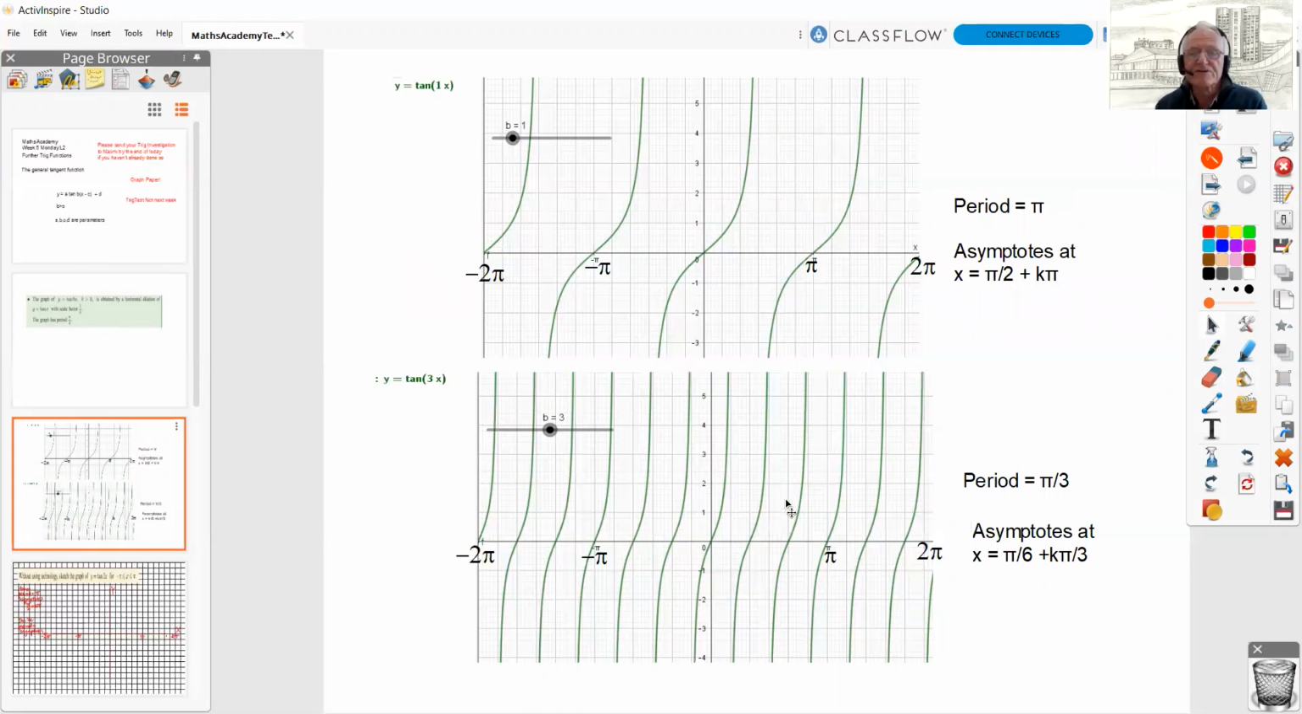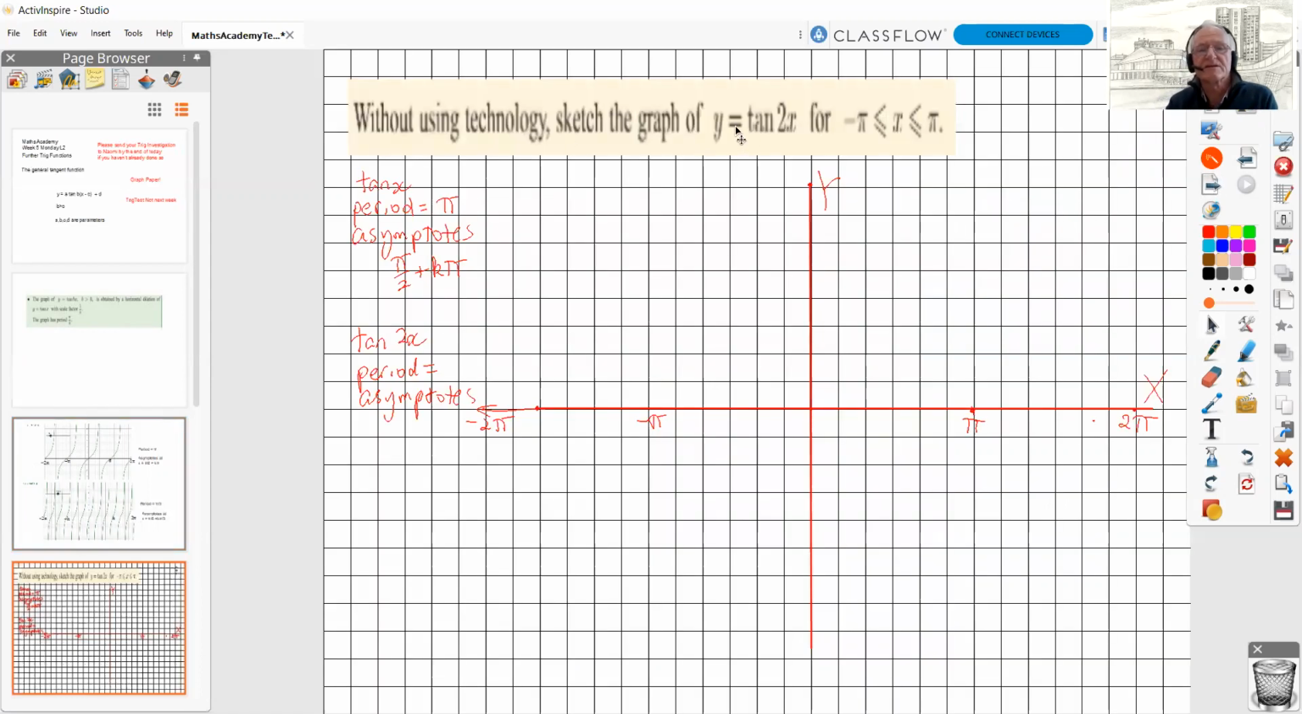So they're the ideas that we use to sketch a graph that we might want, like this one, the example from your textbook. We want to sketch y equals tan of 2x between negative pi and pi. So now I'll go through that on the board.